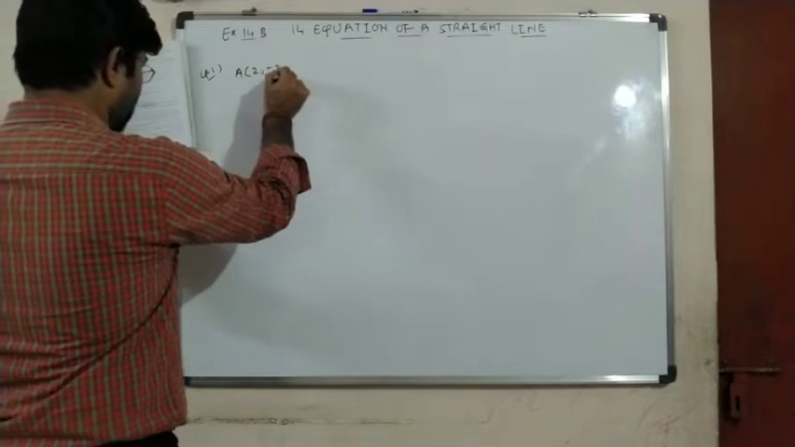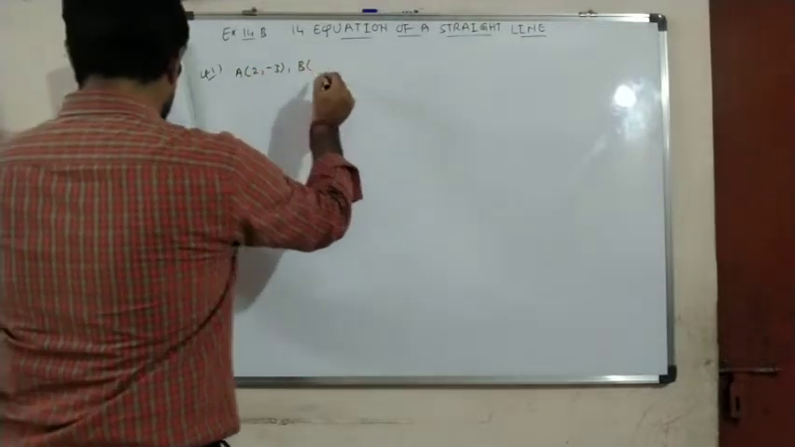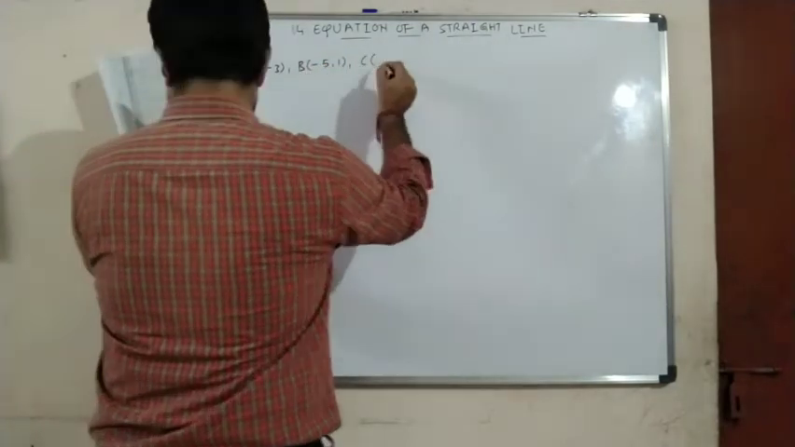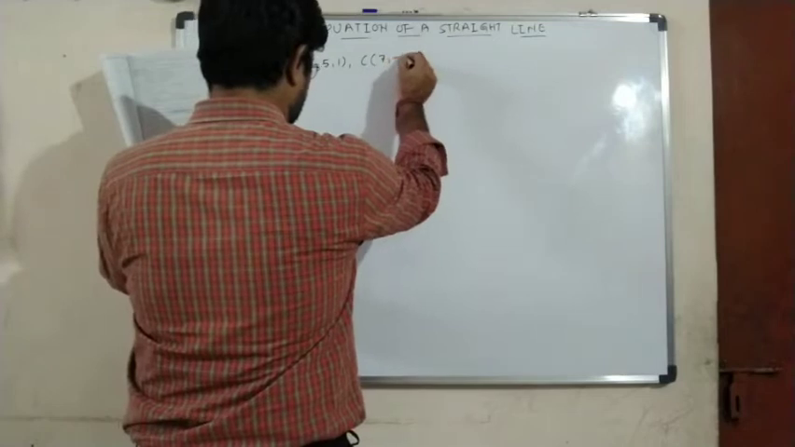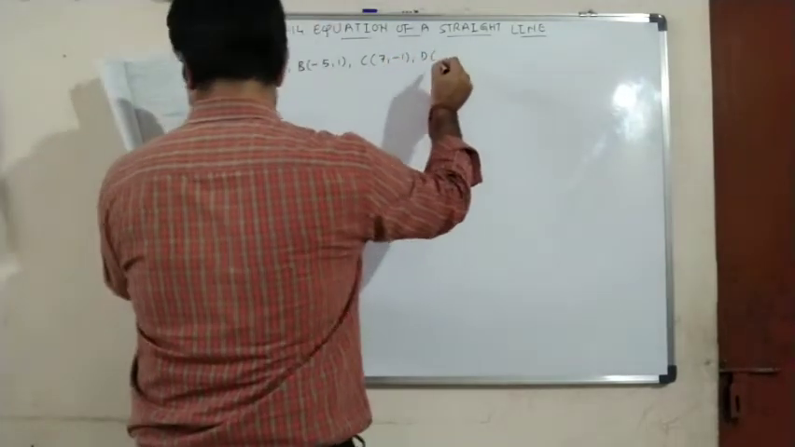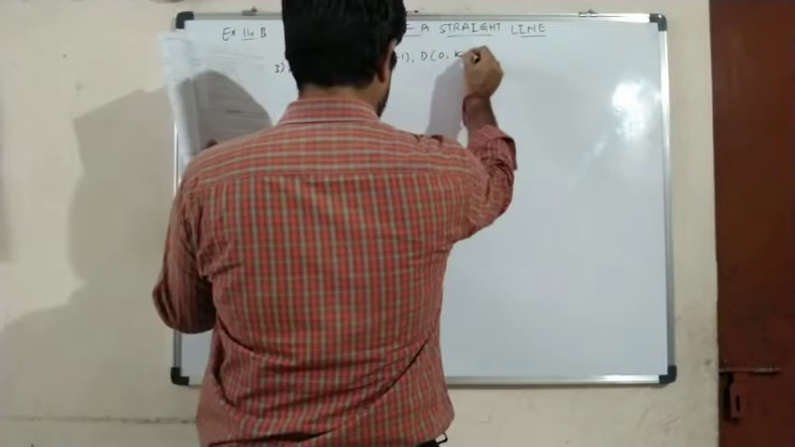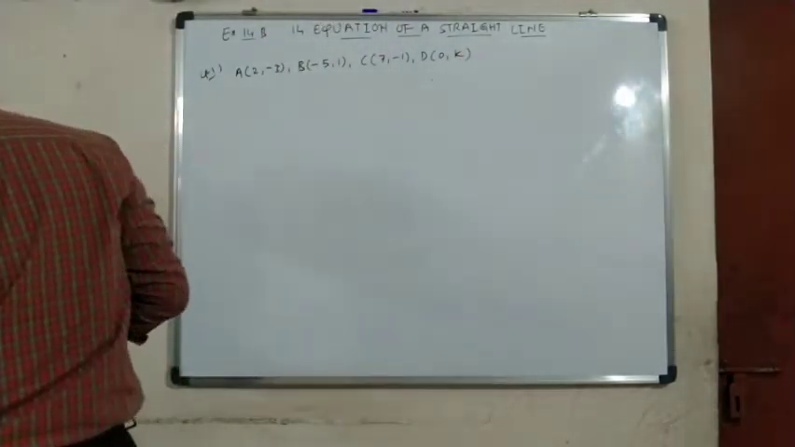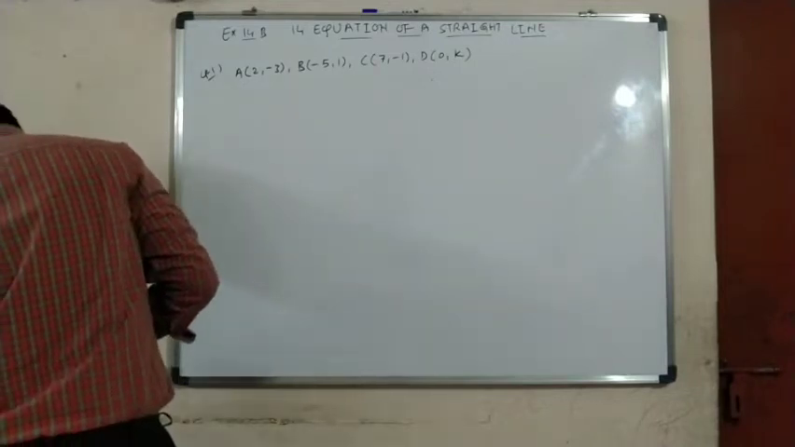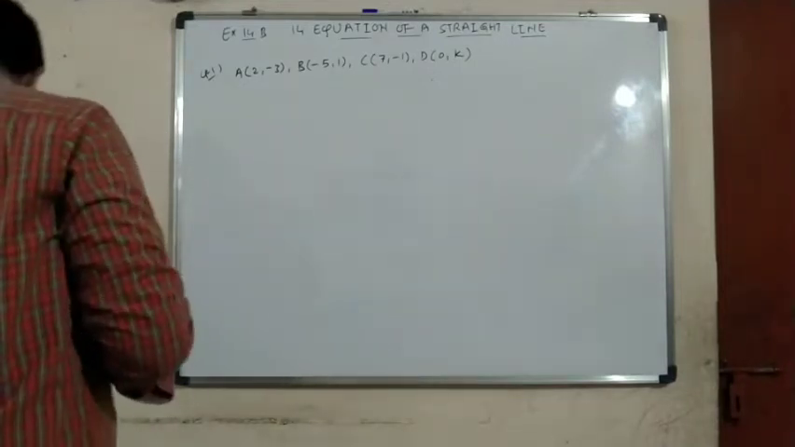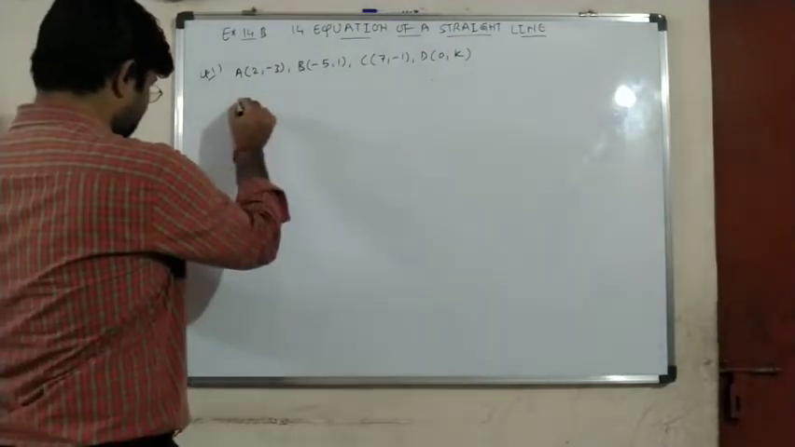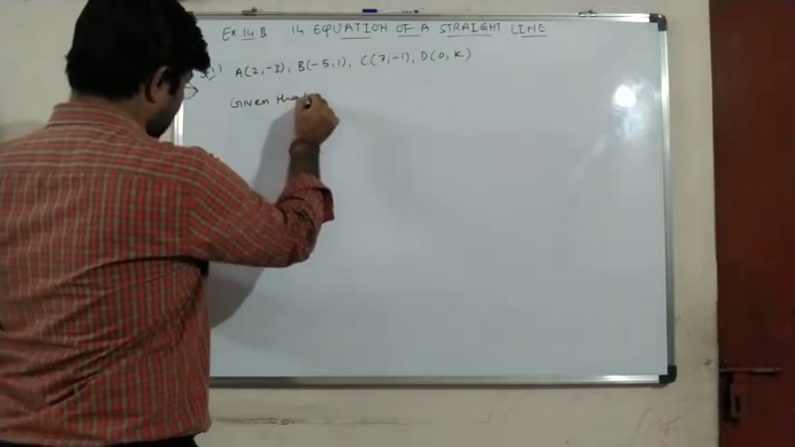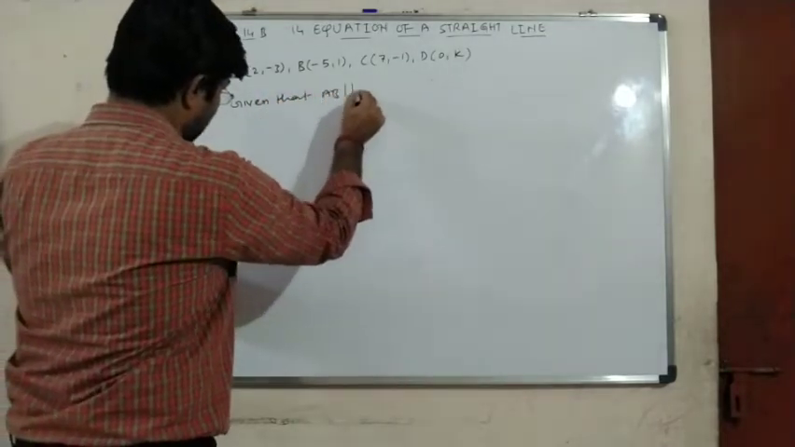A (2, -3), B (-5, 1), C (7, -1) and D (0, k) are the vertices, the 4 points such that AB is parallel to CD. It is given that AB is parallel to CD.